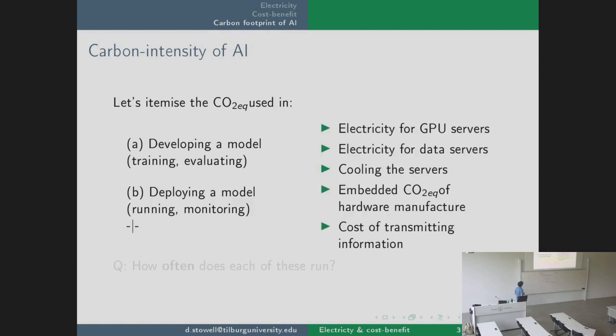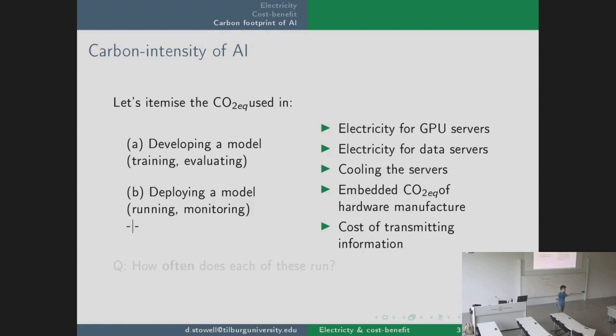What else have we got here? Okay, so yeah, two other things which I didn't have on this list. One is cooling the servers. That actually takes a significant amount of energy. And the other one is the cost of transmitting information. So on the internet, information seems to travel freely, but it's not actually free because, of course, we have to pay for our broadband and so on, and everyone does. And there is a carbon footprint.